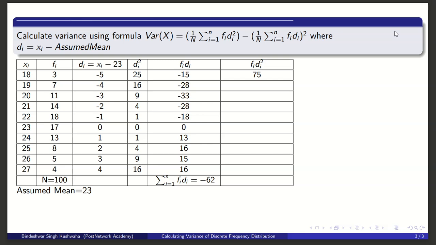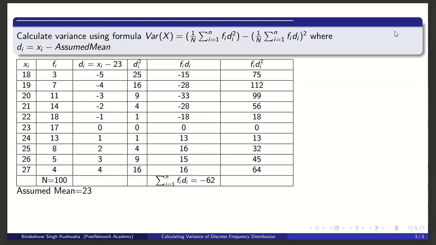Fi is 3 and di square is 25, so 75. In the next row, Fi is 7 and di square is 16, so you will get 112, and you will get the other values. If you sum up Fi di square, that would be 514. Now let us see the formula and plug in all the values.